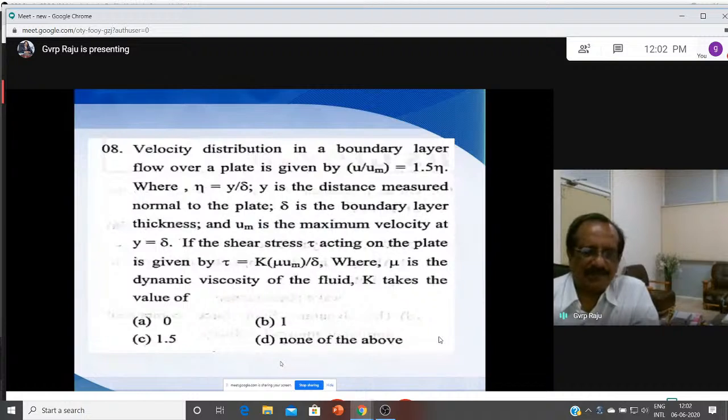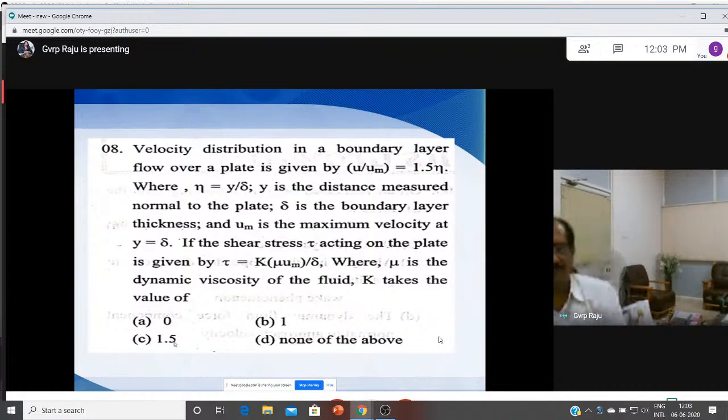The velocity distribution in the boundary layer flow over a plate is given by u by u_m equal to 1.5 y by delta, where y is the distance measured normal to the plate, delta is the boundary layer thickness, and u_m is the maximum velocity at y equal to delta. If the shear stress tau acting on the plate is given by tau equal to K mu u_m by delta, where mu is the dynamic viscosity of the fluid, K takes the value of what? It is asked to find the value of K.